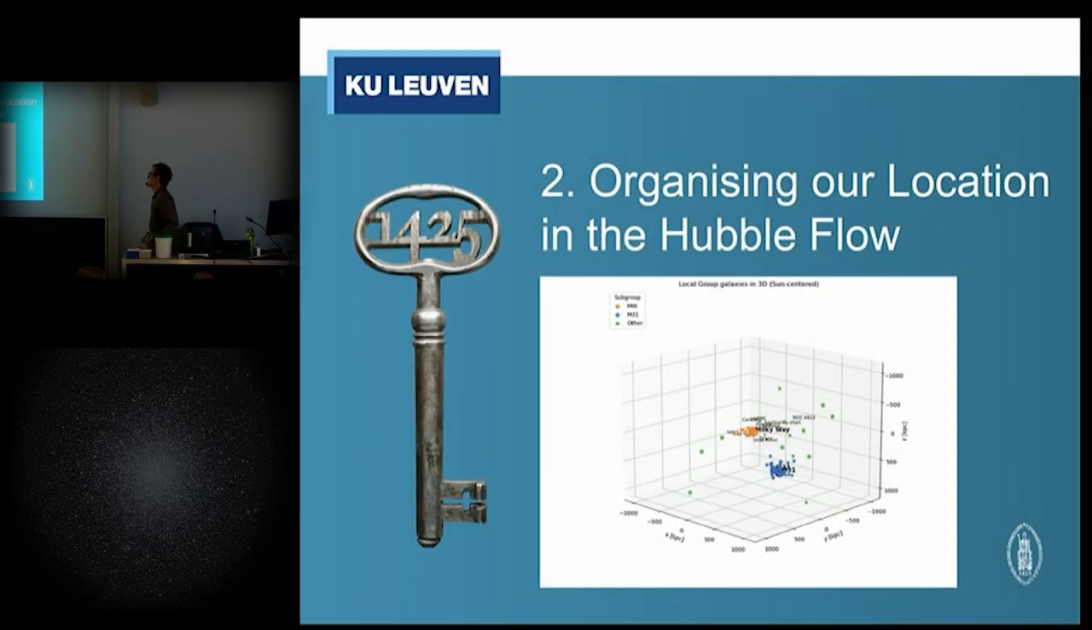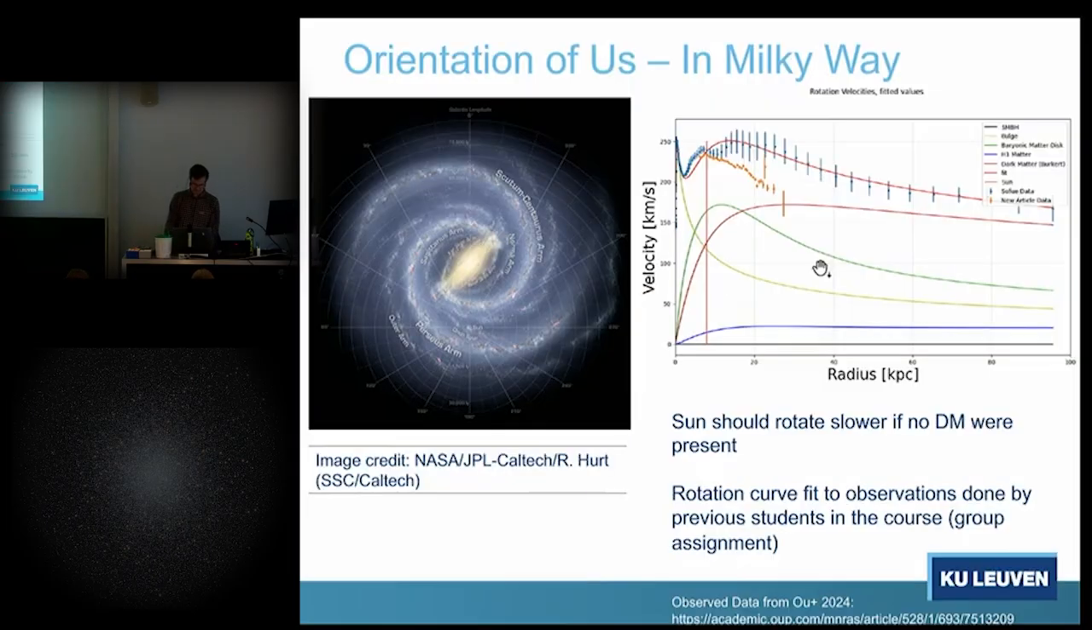Okay, second part for today. We can call this organizing our own location in the Hubble Flow. This is our location within the Milky Way. We've seen this before. We're sitting essentially here in one of the spiral arms of the Milky Way, approximately 8 kiloparsecs from the center, in a disk that is around 20 kiloparsecs.